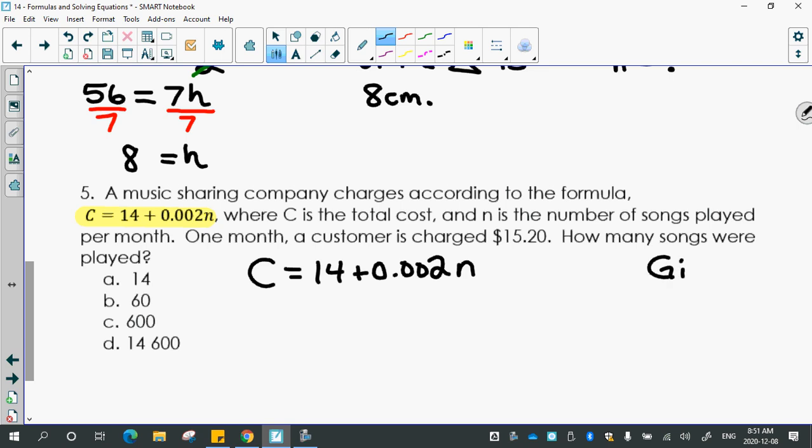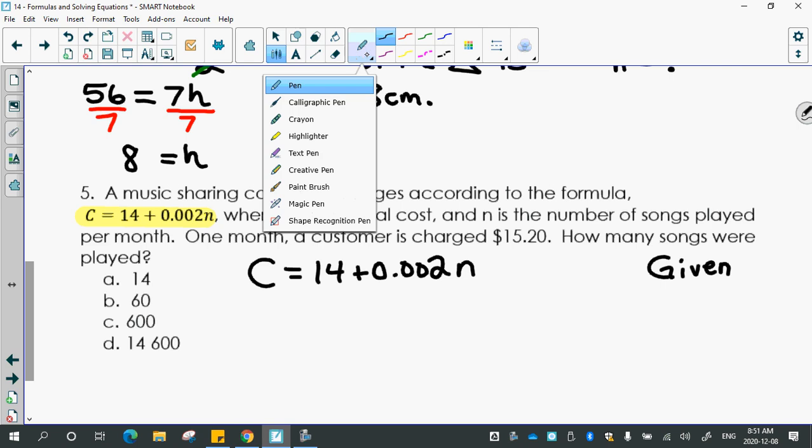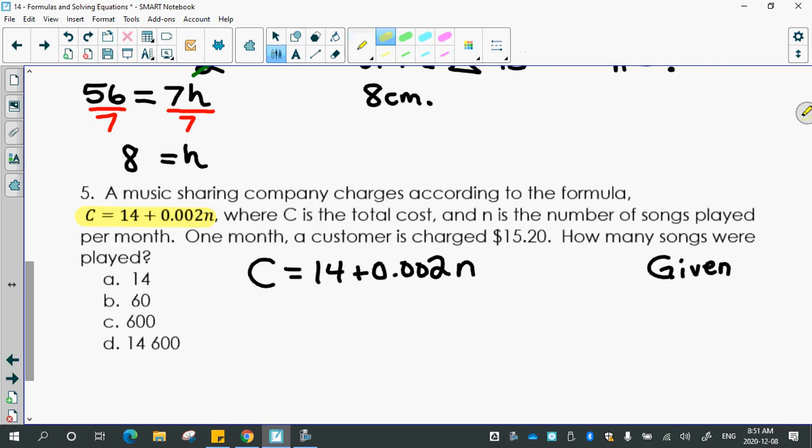And then it's important to know what the things stand for, especially when it's not a perimeter formula or something you're used to. C is cost. You don't have to do this, but so you know the C represents the cost. And N is the number of songs. So now when I read the rest, it'll be easier for me to tell which number they're giving me. Okay?